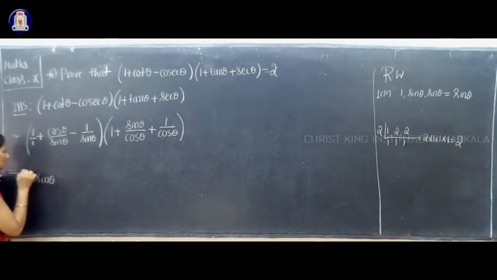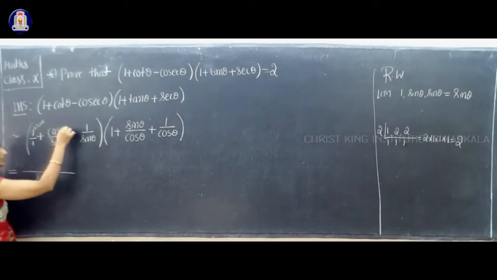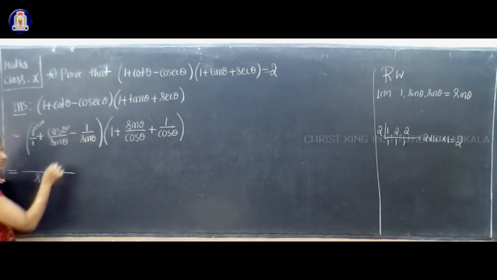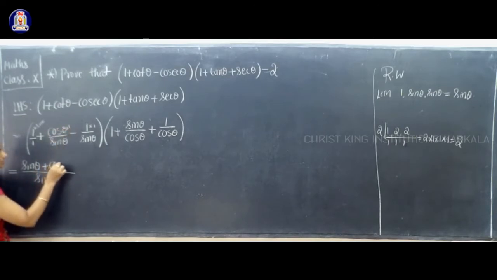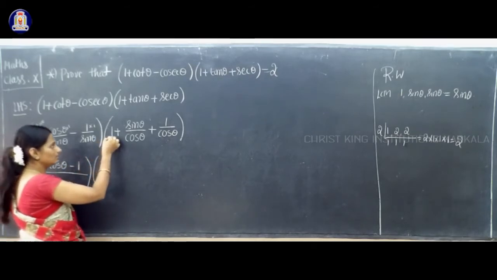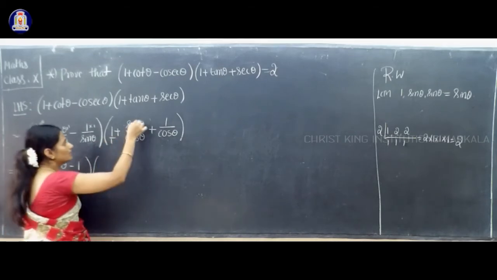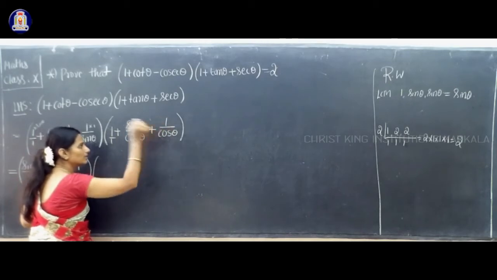Next, 1 how much is sin theta? 1 sin theta into sin theta is sin theta, once. Sin theta how much is sin theta? It is 1 time. So 1 into sin theta is sin theta, plus cos theta into 1 is cos theta. Next minus 1 into 1, again here 1 means 1 by 1. Sin theta divided by 1 by 1, plus sin theta divided by cos theta, plus 1 divided by cos theta.